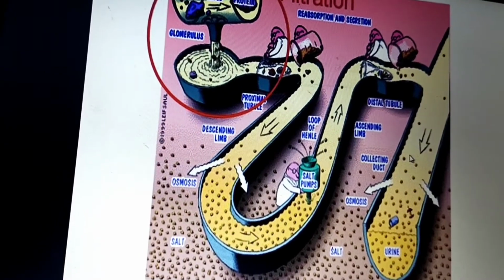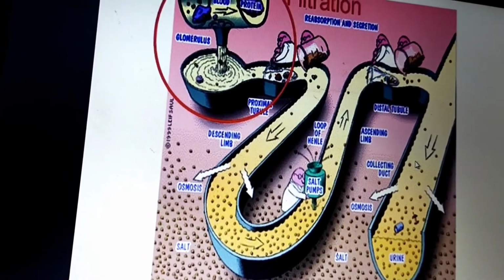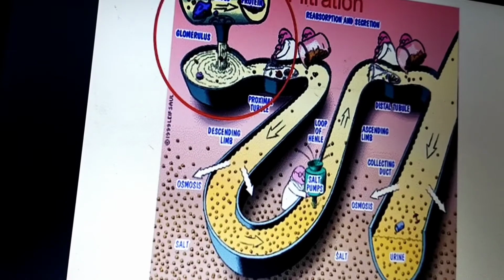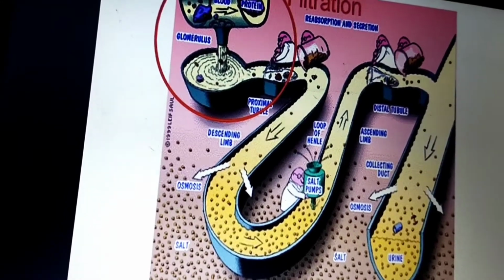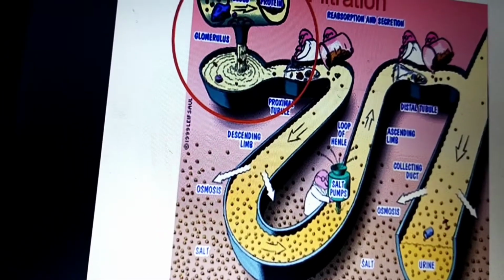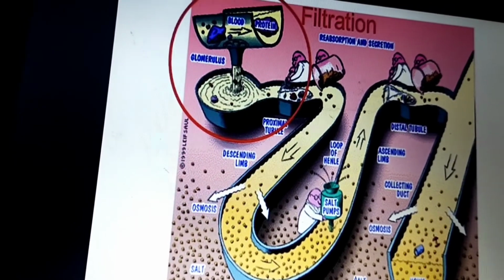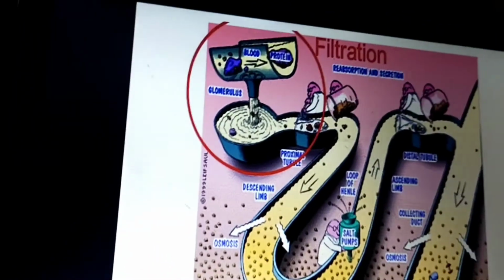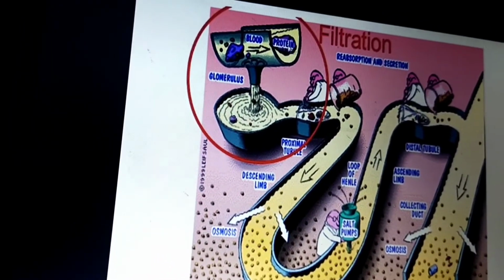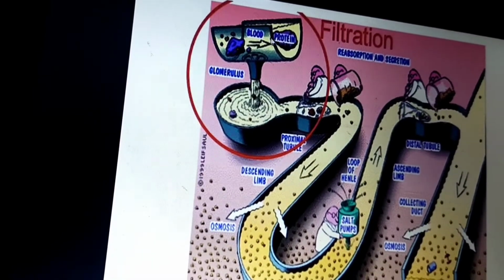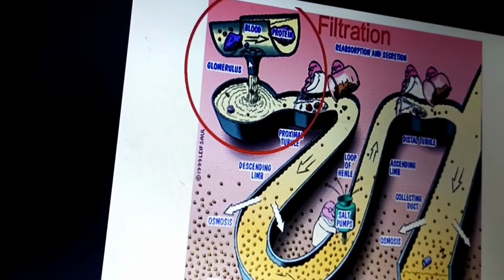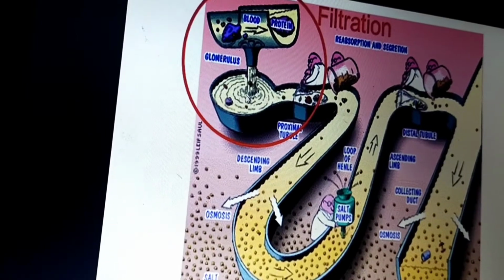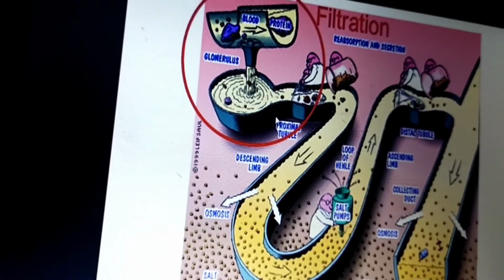Now the function: filtration occurs in the Bowman's capsule, in the glomerulus. You can see here a jug-like structure. Blood and proteins come into the glomerulus, and here the filtration occurs.